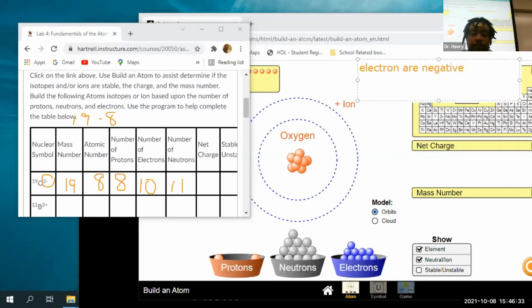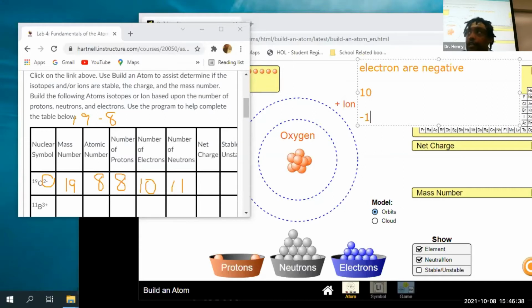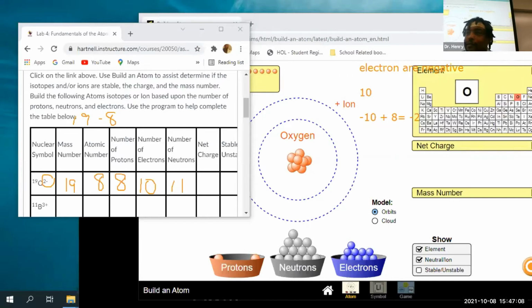Okay, so right now we have 10 electrons. That means I have -10 charges, right? And then I have how many protons? 8. So I have +8 charges. Minus 10 plus 8 is going to equal? -2. So my net charge on this is going to be a -2 charge. Do you guys get that?